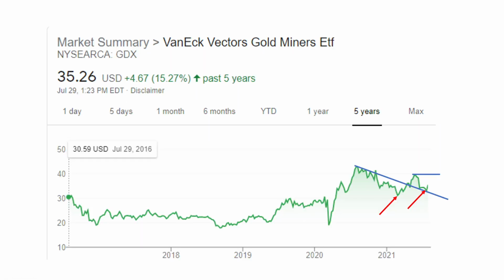Here's GDX, and remember that kind of downtrend line. We broke through, we came back, and I think we just have to break this to go into a big old uptrend. And I think you're going to see a vast outperformance. GDX is going to do very well if it can break this blue line here, which is the previous kind of move higher.